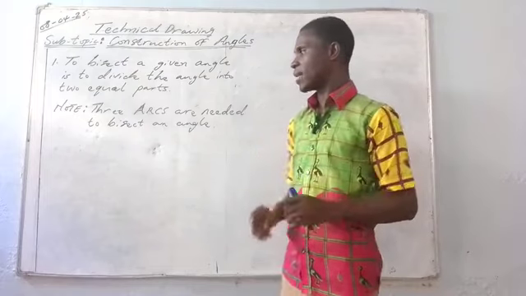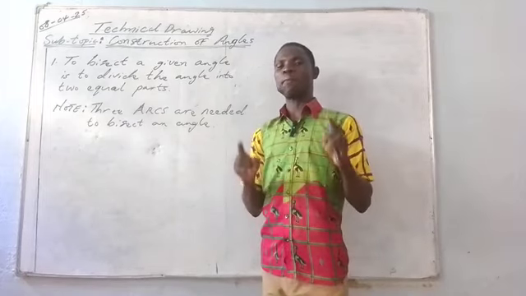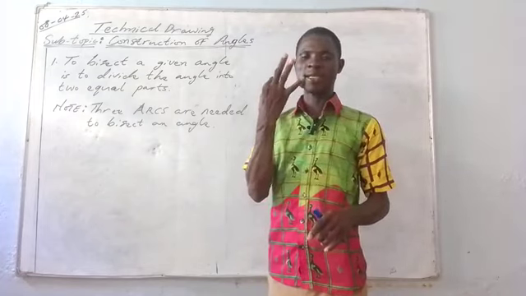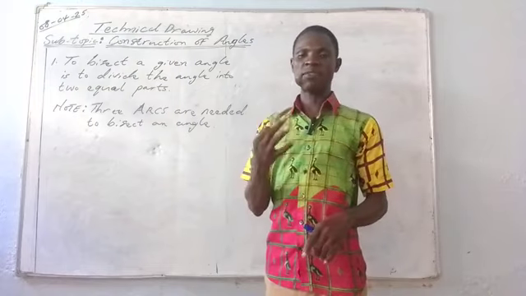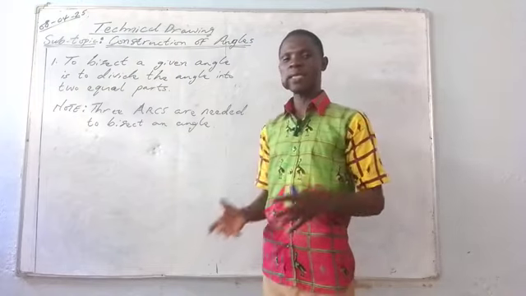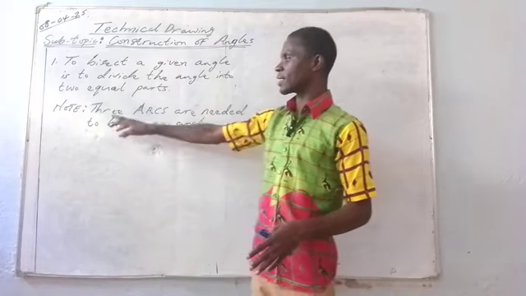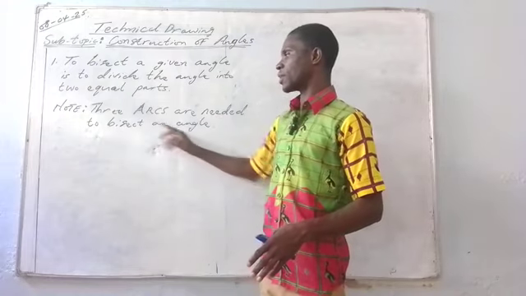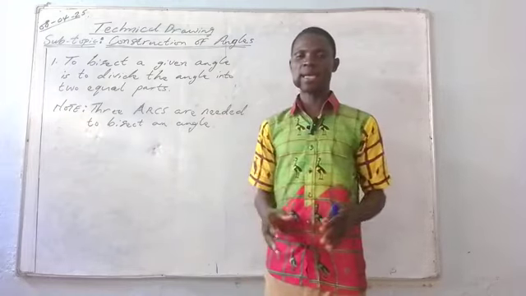Very important information that you need to pay attention to and keep in mind is that whenever you are asked to bisect an angle, you need three arcs. You need three arcs to bisect a given angle, which I'm going to demonstrate here on the board. Three arcs are needed to bisect an angle.